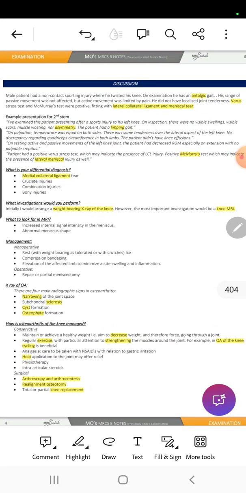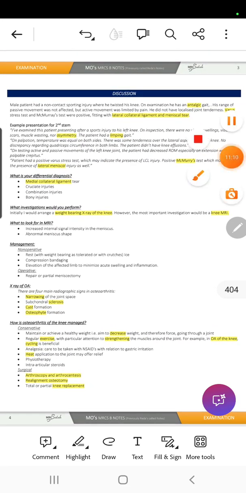Now we'll discuss this case in short. The male patient had a non-contact sporting injury where he twisted his knee. On examination he has an antalgic gait. His range of passive movements was not affected, but active movements are limited by pain. He did not have any localized joint tenderness. Varus stress test and McMurray's test were positive, fitting with lateral collateral ligament and meniscus tears.